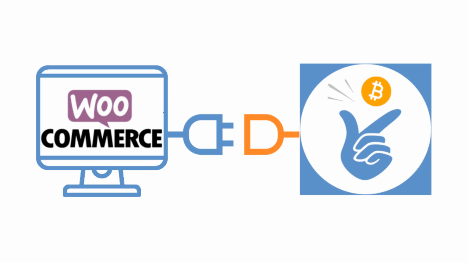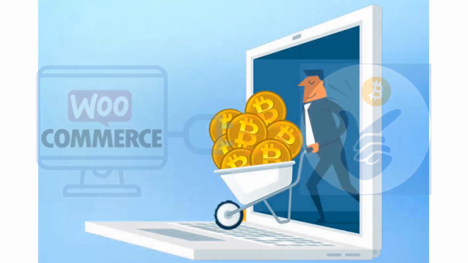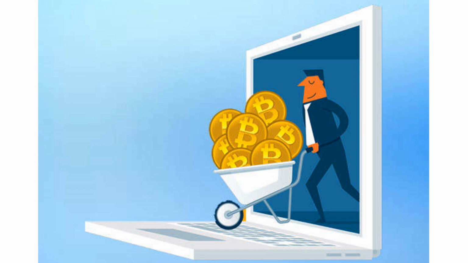If you already have a Bitcoin Lightning wallet and have set up your Coinsnap account and follow these instructions, you have Bitcoin Lightning payment implemented in your WooCommerce shop in just a few minutes. It couldn't be easier or faster.